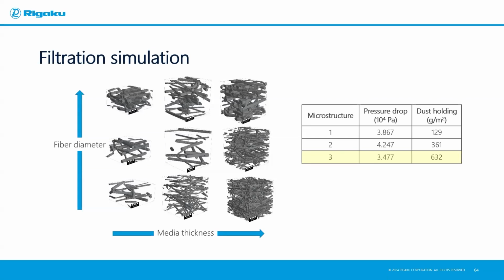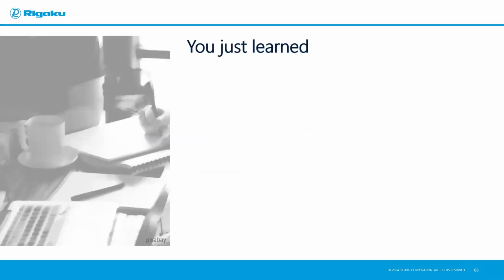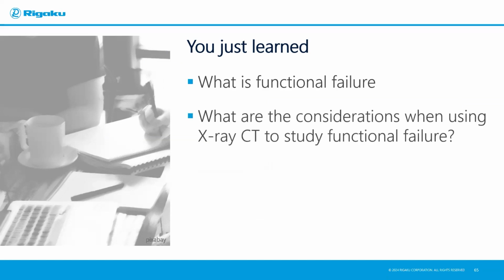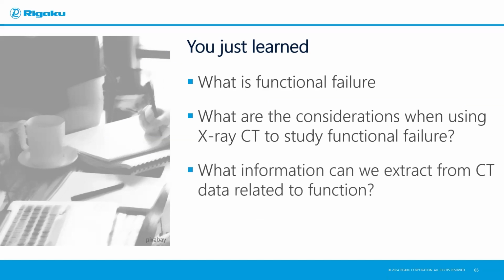So with that, we're going to wrap things up today. What we just learned: we looked at functional failure in the context of loss of function as well as diminished function. We looked at some considerations when we want to use X-ray CT to examine our functional failure. We looked at the types of information, quantitative and otherwise, that we can extract. And finally, we wrapped up by looking at some examples and specifically described how you might also leverage simulation to help in your understanding of functional failure.